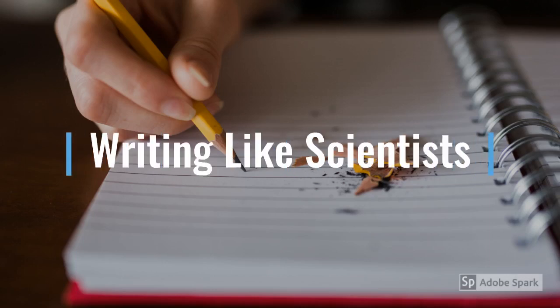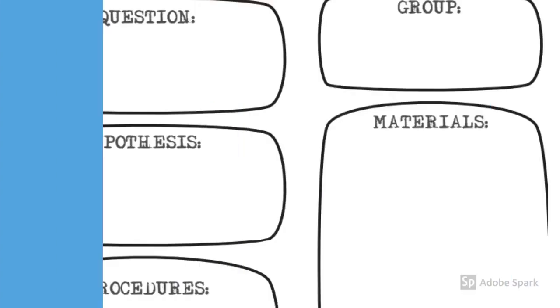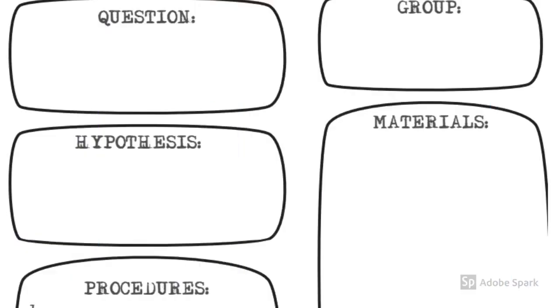Good afternoon, scientists. The question that we will be researching today is, what does a scientist do when they're writing to teach others? We know that scientists write to plan, to record what happened, and they write to teach. So, how did it go yesterday when you were filling out the results of your mini inquiry? Today, we're going to look at a piece of writing and think about how it is made and what the parts of that writing are.